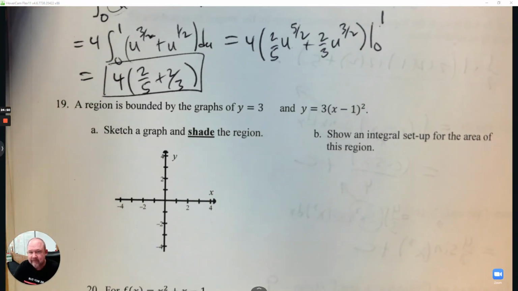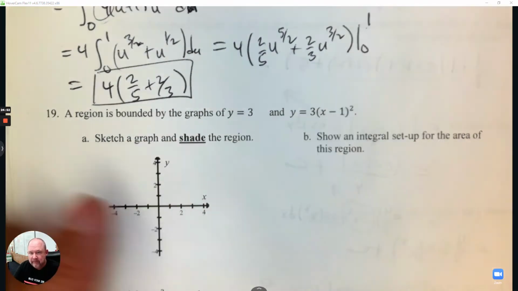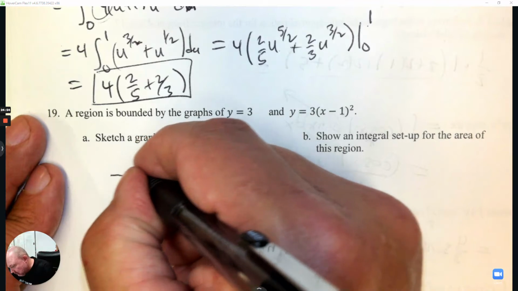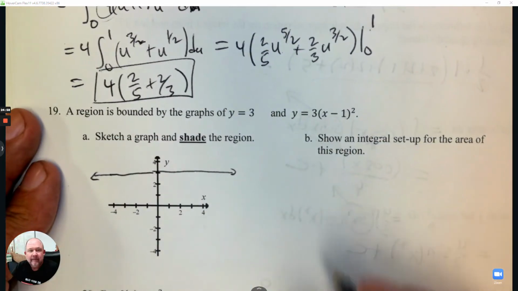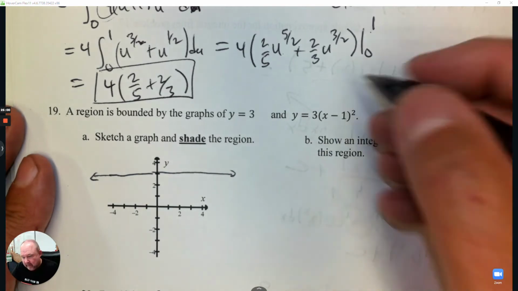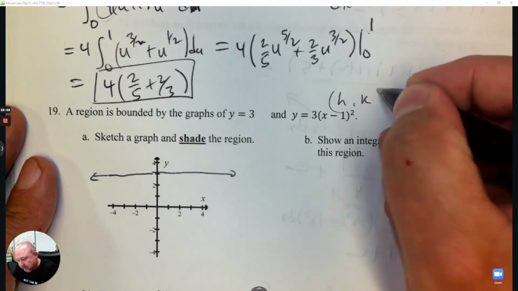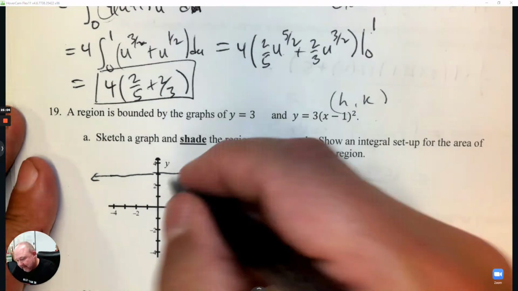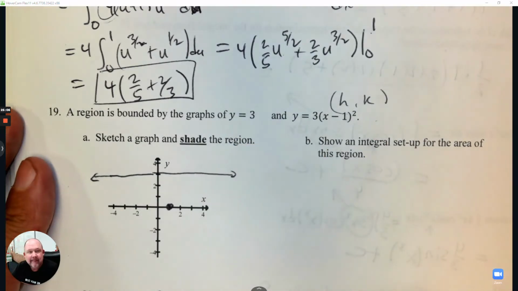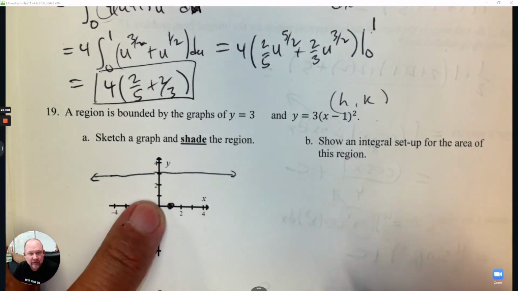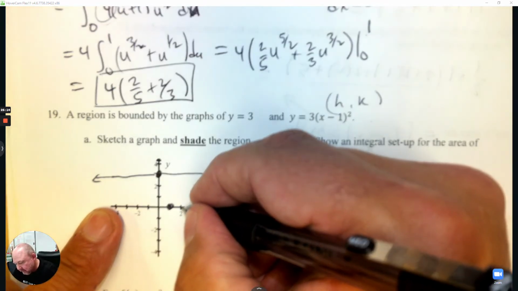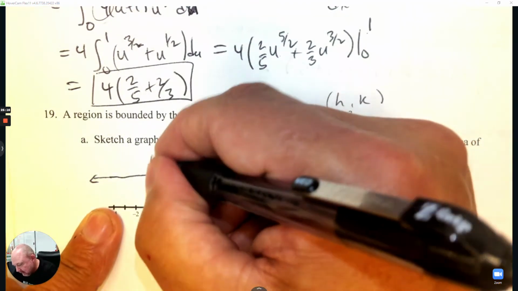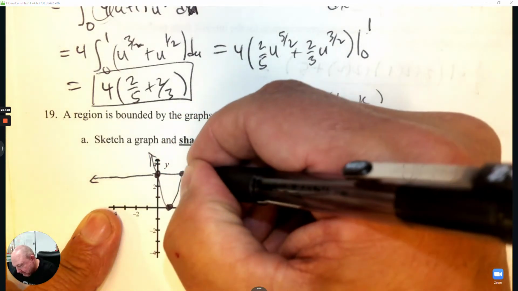Number 19. All right, a region is bounded by y equals 3. That's a horizontal line. And that parabola. Now, this is in HK form, where h is positive 1 and k is 0. If I plugged in 0, negative 1 squared times 3, it's right here. And I'm going to match it on the other side, right there. It's a skinny parabola just looking like that.